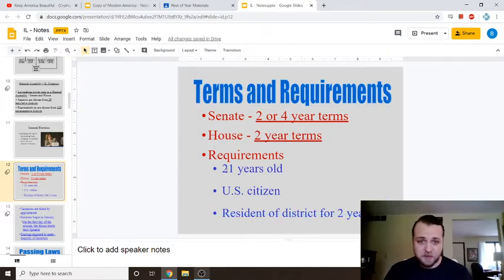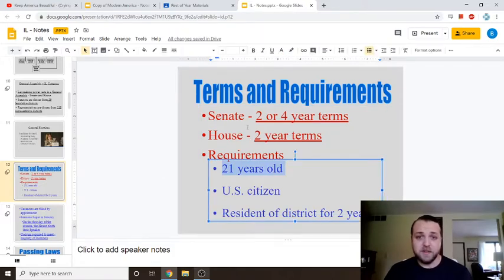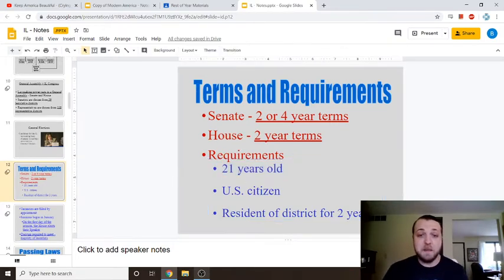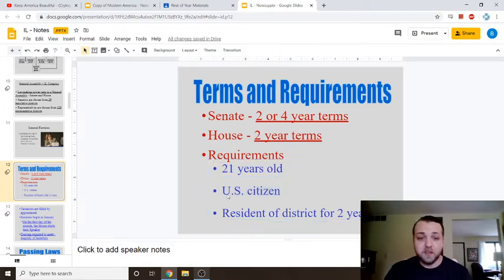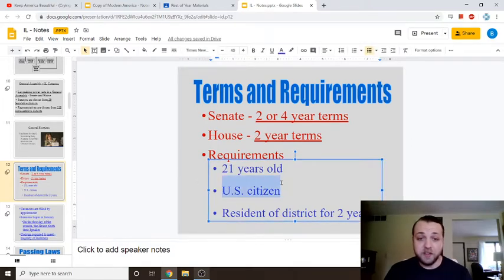Requirements: you need to be at least 21 to serve in the General Assembly, either the House or Senate, doesn't matter which one. The requirements are the same. So you got to be 21. You need to be a U.S. citizen. So if you've immigrated here, you're going to have to wait until you're granted citizenship. So apply for it and pay for it once you meet the requirements.